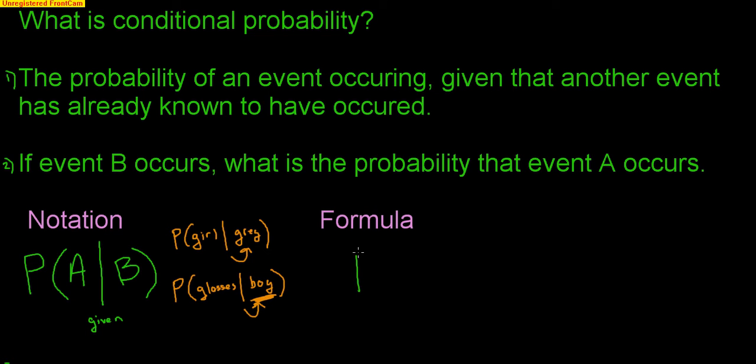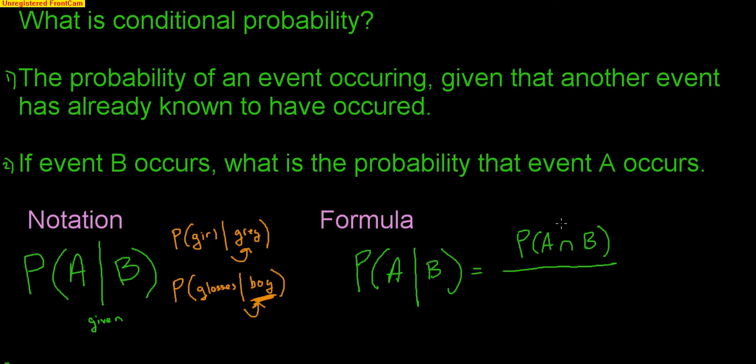Now the formula is actually pretty nice. The formula for A given B is equal to a fraction. This should make sense after I'm done explaining it. On top is the probability of A and B. So remember that upside down U is our symbol for and. And the denominator is the probability of the condition B.